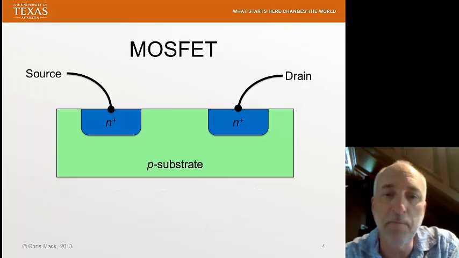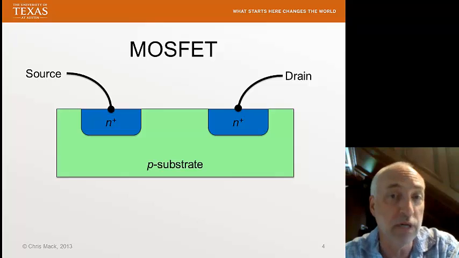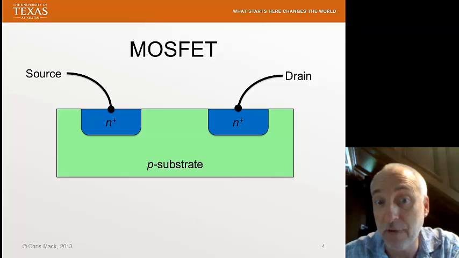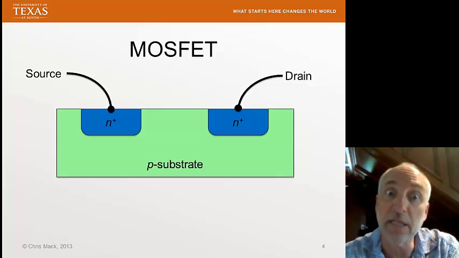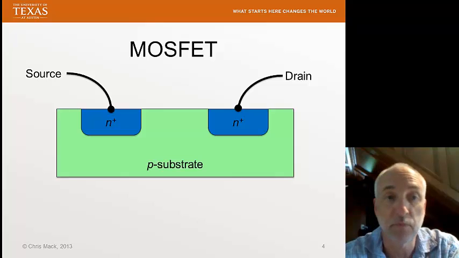Let's begin not with how we make one, but with just a portion of a MOSFET device. We're going to show you the source and the drain implemented in a substrate. I'll pick a particular flavor. We have a P substrate. That means the substrate has been doped P-type with acceptors. And we've got N-type source and drain regions that have been diffused into the substrate.